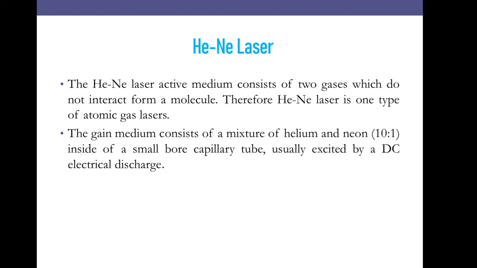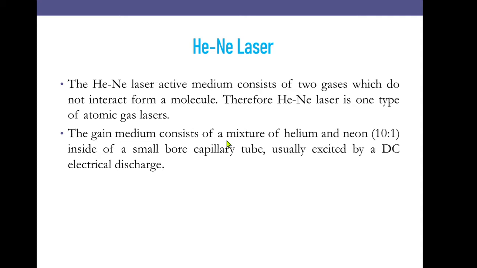The helium neon laser consists of a long and narrow discharge tube about 80 centimeter long and 1 centimeter in diameter. It is filled with a mixture of gases consisting of helium at a pressure of 1 millimeter of mercury and neon at a pressure of 0.1 millimeter of mercury. So in the helium neon laser active medium, we have two gases which do not interact to form a molecule. So it is one type of atomic gas laser.